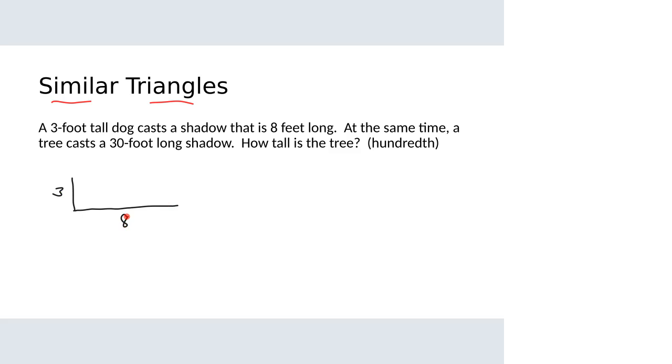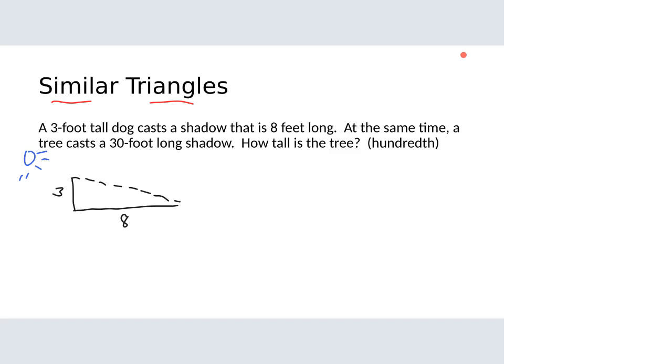First thought might be, how in the heck is this a triangle? Well, the sunlight's coming down right there, and that's how we get a triangle out of this. When we look at the rest of this question, it says at the same time, so the sun is at the exact same angle in the sky, making the exact same angle with the object. So that's how we end up with similar triangles.